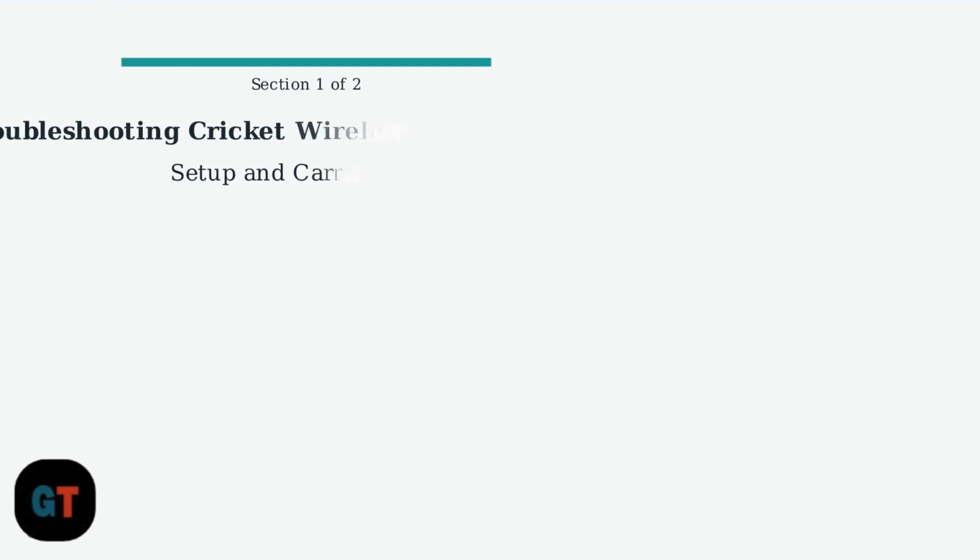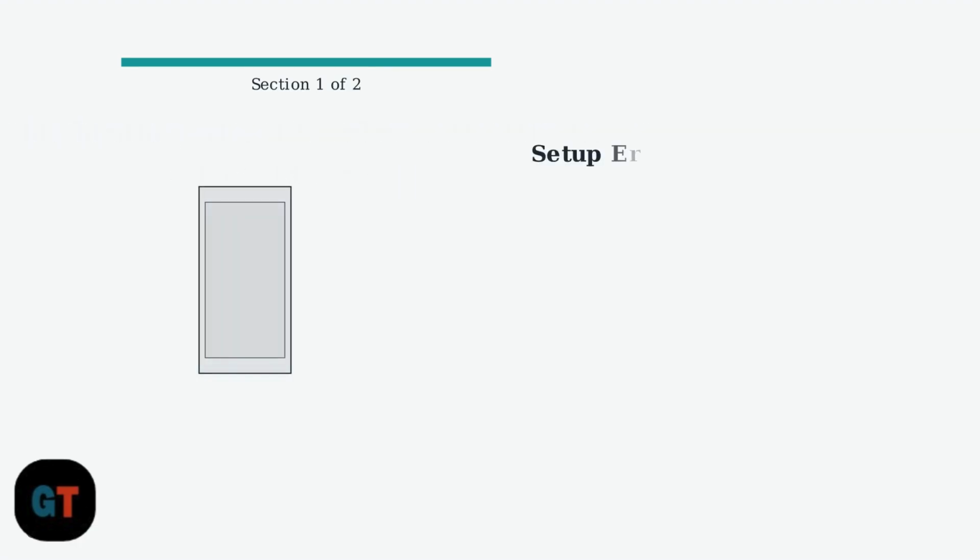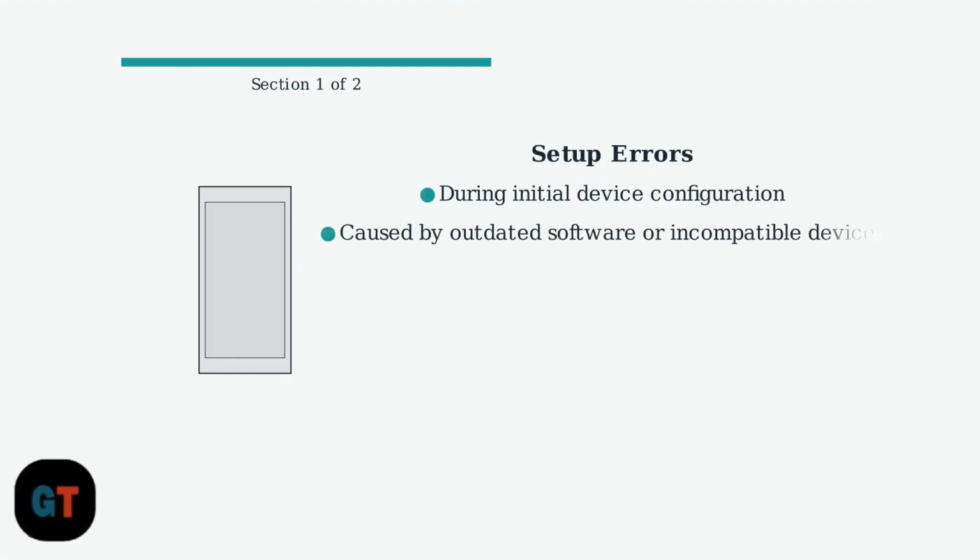Experiencing activation problems with your Cricket wireless service? Activation issues typically manifest as "activation not working" messages during SIM card insertion, device setup, or network registration. Setup errors occur during initial device configuration, often caused by outdated software or incompatible devices.